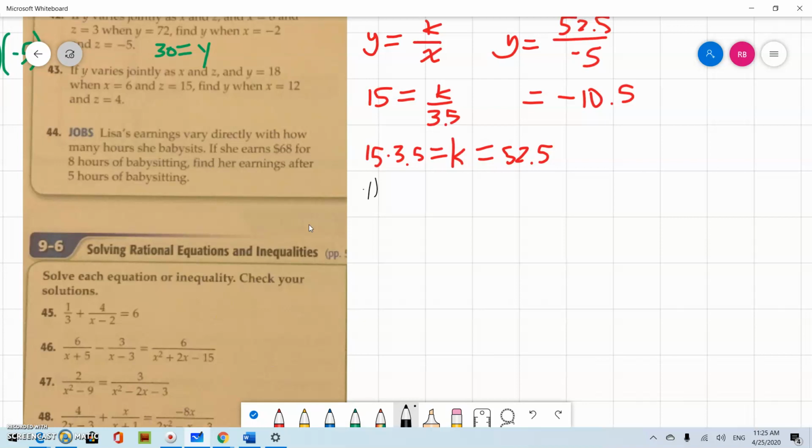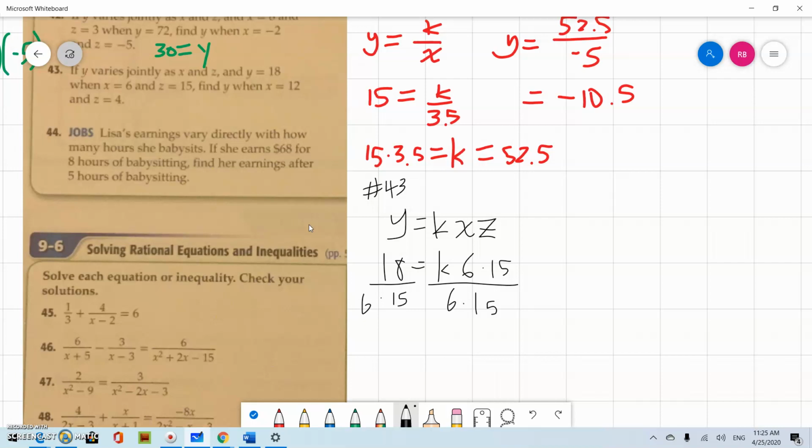43. It's another joint variation problem. So y varies jointly with x and z. And y is 18 when x is 6 and z is 15. So we divide both sides by 6 and 15. 3 over 15 is 1 over 5. So k is 1 over 5. Let's see, y is 1 over 5 times 12 times 4. So 48 over 5 is my y, and that's the answer.